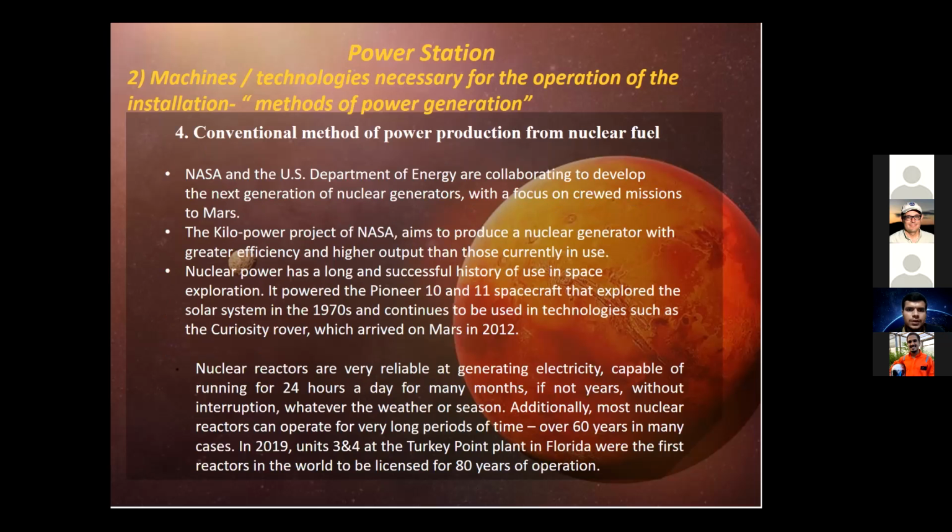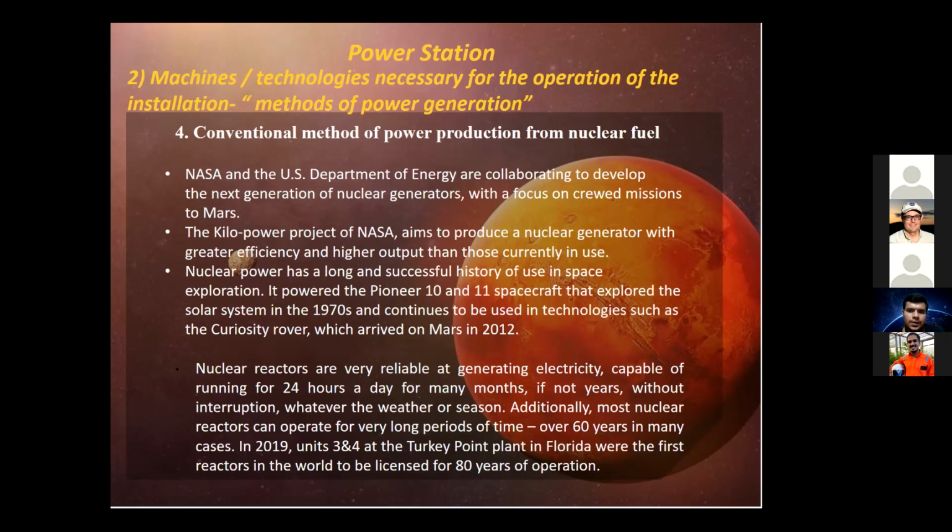Coming to the fourth method of power production, which is conventional power production from nuclear fuel. NASA and the US Department of Energy are collaborating to develop the next generation of nuclear generators with a focus on a crewed mission to Mars. The Kilopower project of NASA aims to produce a nuclear generator with greater efficiency and higher output than those currently in use. Nuclear power has a long and successful history of use in space exploration.